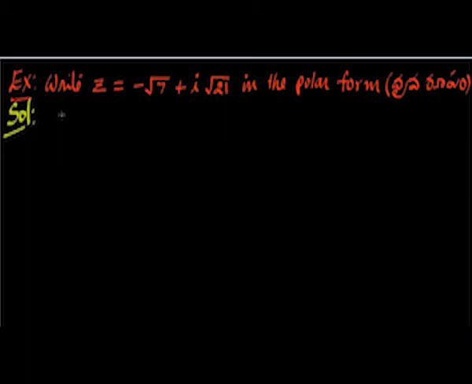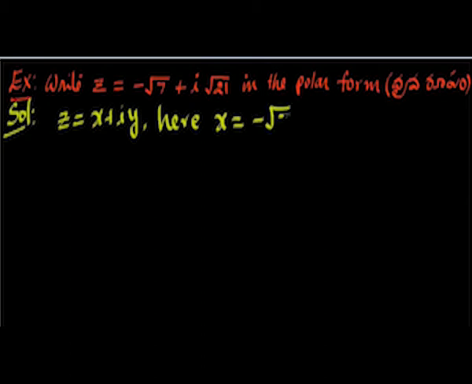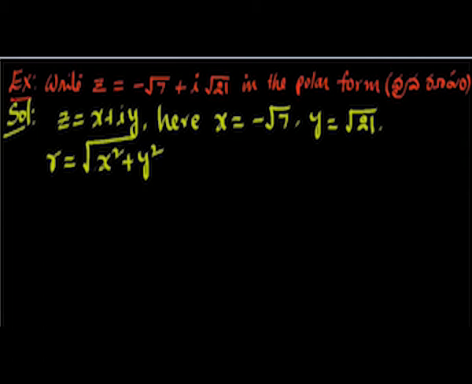Consider this number with the standard form, z is equal to x plus iy. Here the x value is minus root 7 and y is root 21. Now let us find the modulus r value. So r is equal to root of x square plus y square.